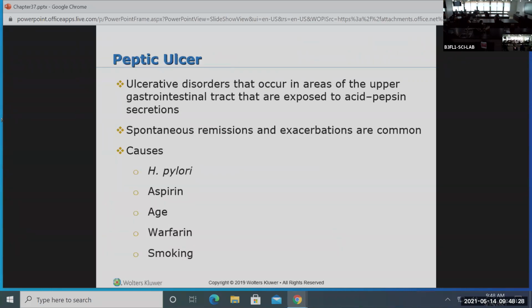Okay. What is peptic ulcer? What is peptic ulcer? Anybody? Why not gastric ulcer? Why not duodenal ulcer? Why not esophageal ulcer? Why do they call it peptic ulcer?